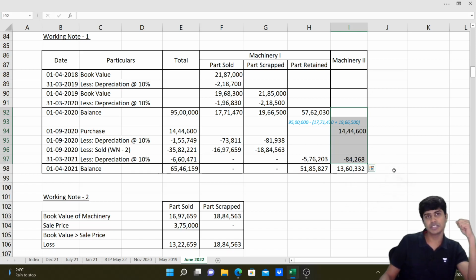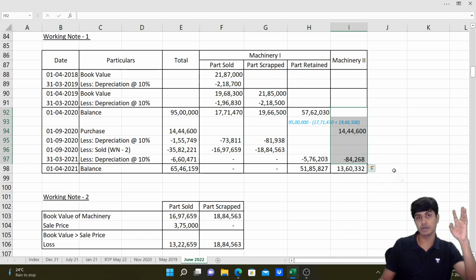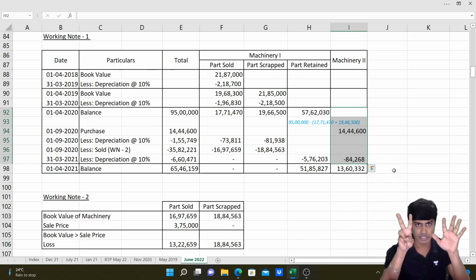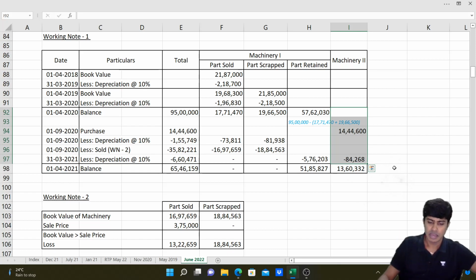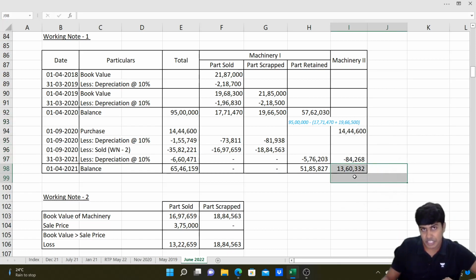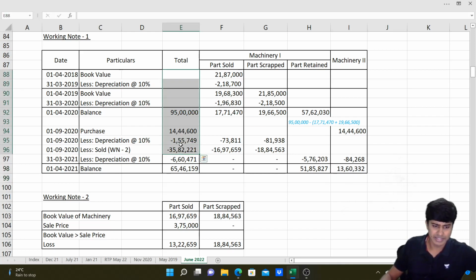So I need to charge depreciation at the end of the year. It is purchased on 1st of September, not 30th of September. So we need to provide 7 months depreciation, which comes to 84,268. After which the value of machinery 2 carried forward to the subsequent period is 13 lakh 60,332. Got that?